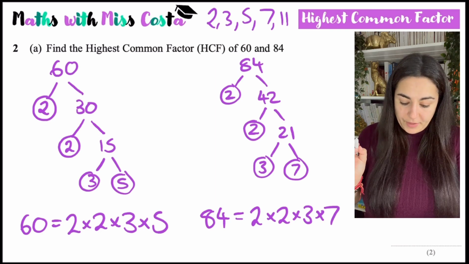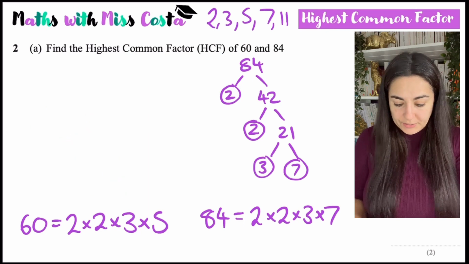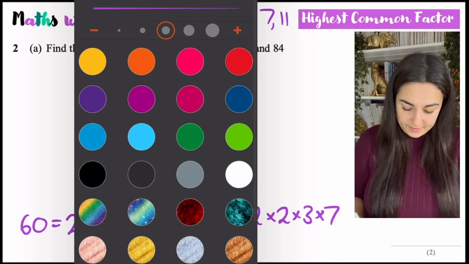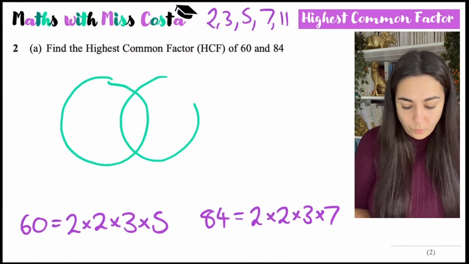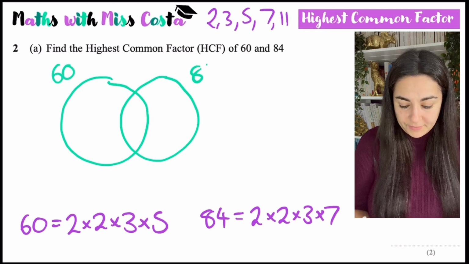Now, there are a few ways to do this. I'll show you the Venn diagram way, but then I'll also show you how else you can do it. So I'm just getting rid of the trees because I've already expressed my number. So I've got a Venn diagram here, one that entails all the factors of 60 and one for all the factors of 84.